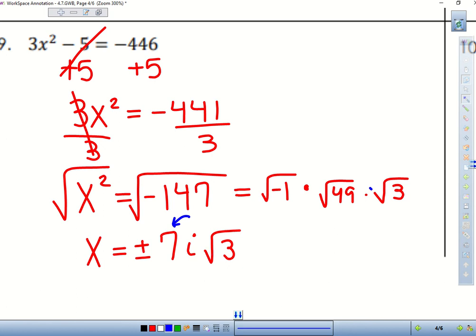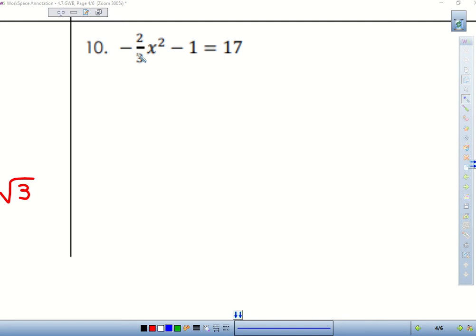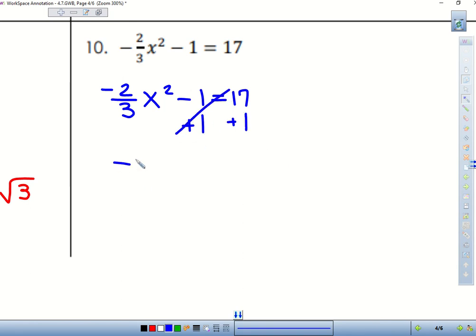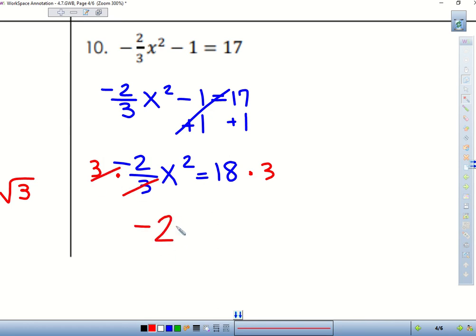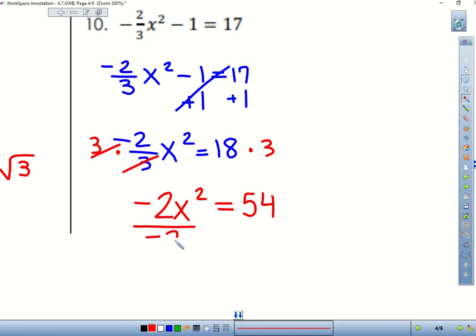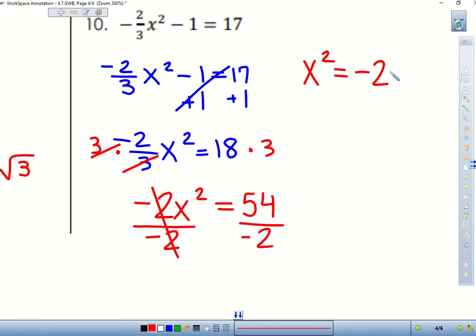You're welcome. All right, next question we're going to do. So when I see a negative fraction, I always bring the negative up to the numerator. It's just easier to work with that way. What can I do with that negative 1? How can I get rid of division in math? You would have to times the 18 by 3. Good. You multiply by the denominator, which gives me negative 2x squared equals 54. Good. Then I divide both sides by negative 2. That gives me x squared is equal to negative 27.